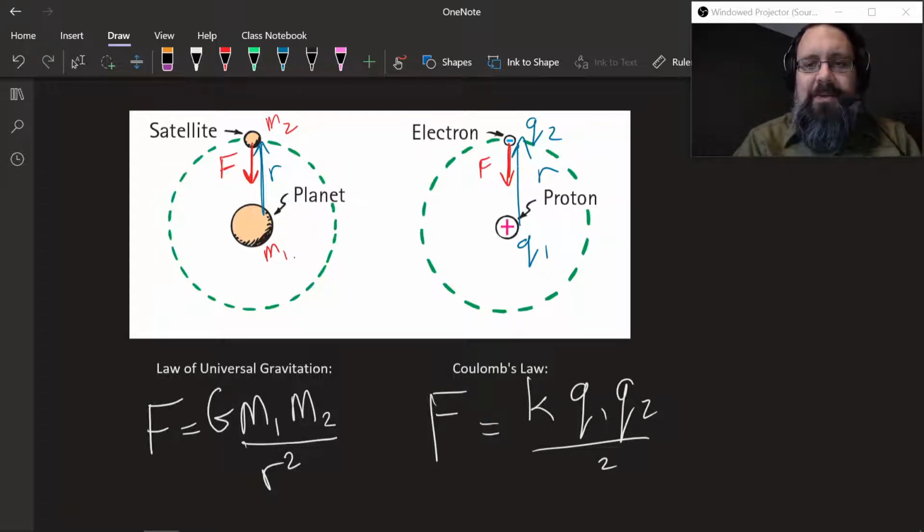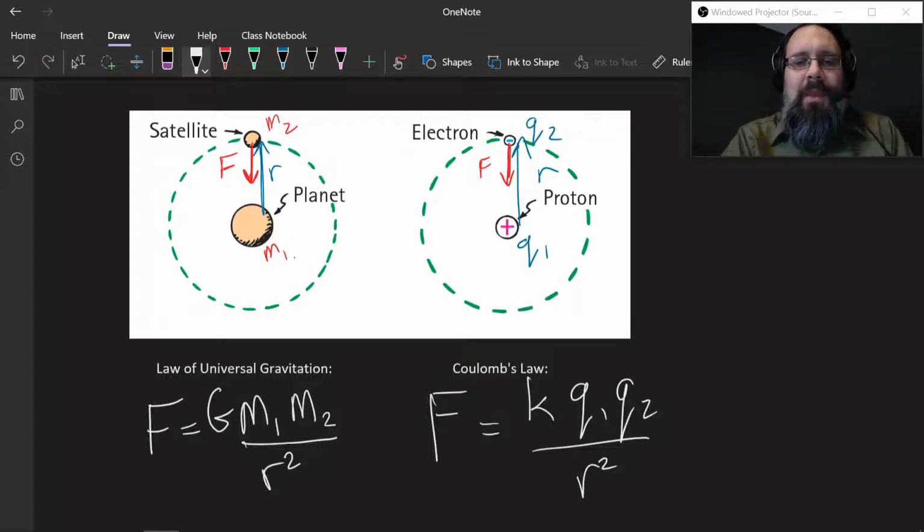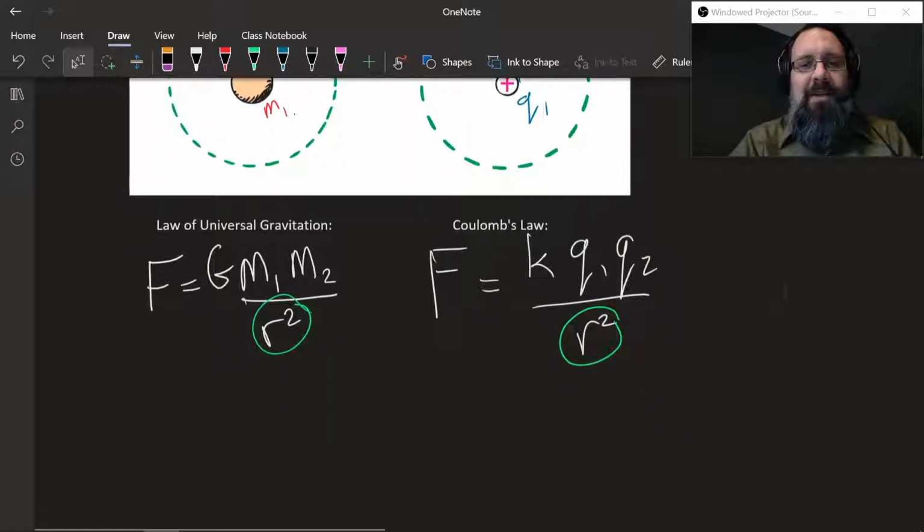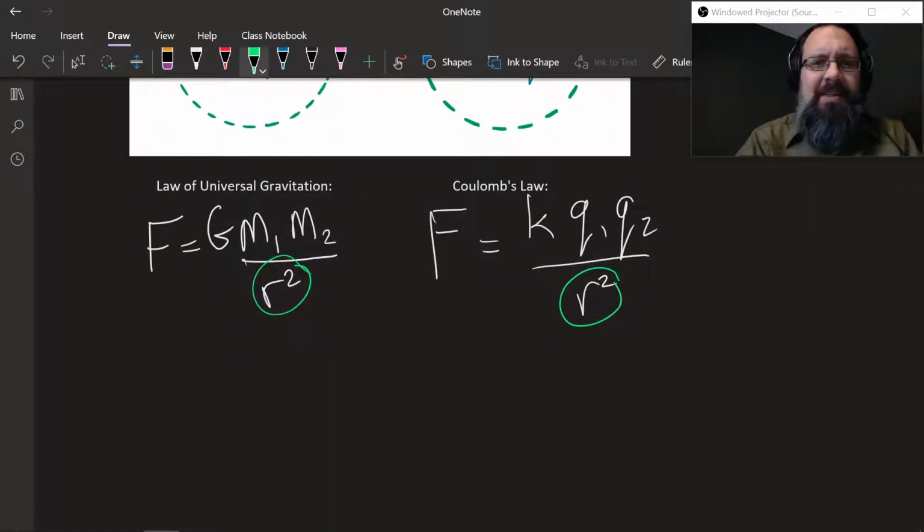Over r squared. So what happens is it looks structurally the same. You've got this inverse square for both of them. Inverse because it's on the bottom. We have inverse square for universal gravitation and inverse square for Coulomb's law. The difference, though, is with this constant out in front. They're going to have these different constants.